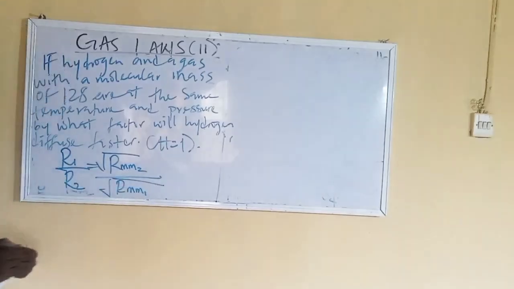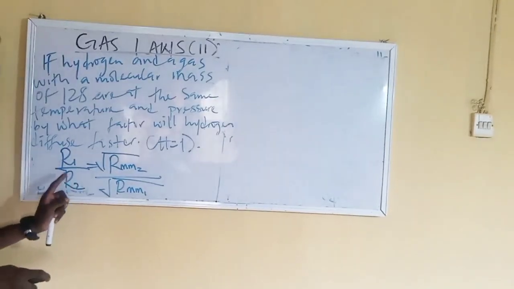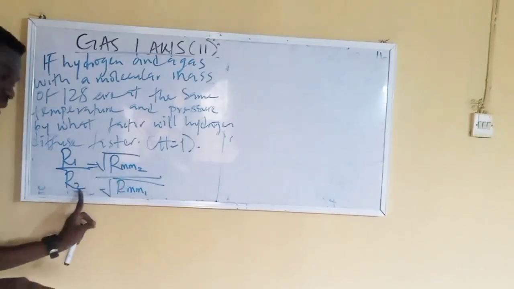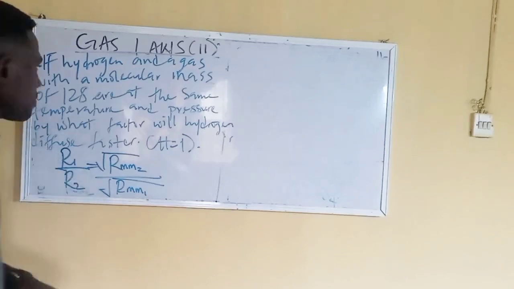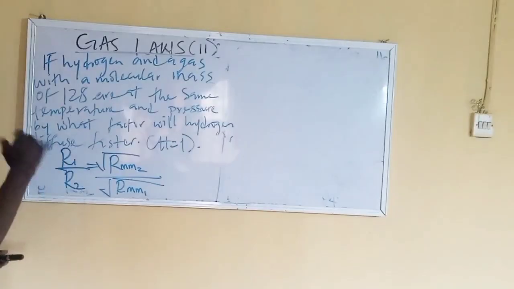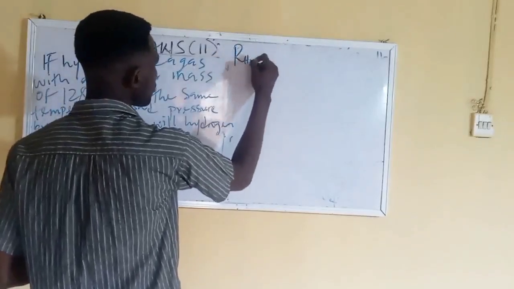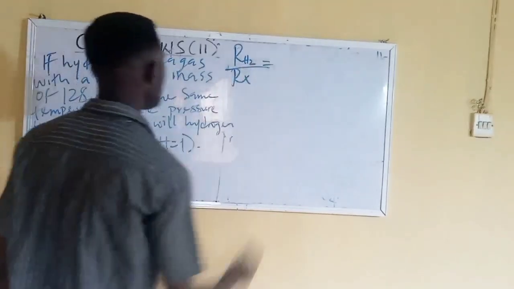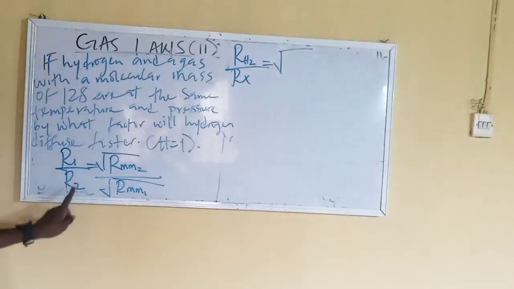Now let's try to make this make sense. Remember that our R1 means the rate of diffusion of the first gas, R2 the rate of diffusion of the second gas, and then the relative molecular mass of this gas, and relative molecular mass of this gas here. So they are in inverse. They are working in inverse form. Now, they said if hydrogen gas, so that means we are going to represent hydrogen gas as RH2, and that of the unknown gas, we'll call it Rx, okay, is equal to the root of RMM of X, because we said the inverse.